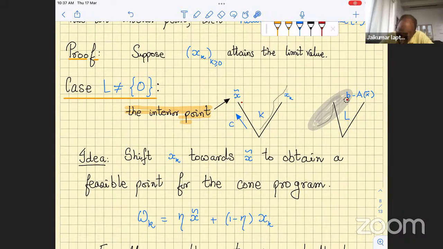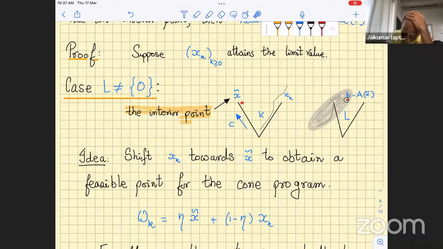And now I want to show that there is a point inside the feasible region whose image is also inside L here, which achieves whatever this fellow achieves minus epsilon, maybe a little bit less. So now the idea is this: what do we have? We have this X tilde, which seems to be nice on this side. Its image seems to be nice on this side.